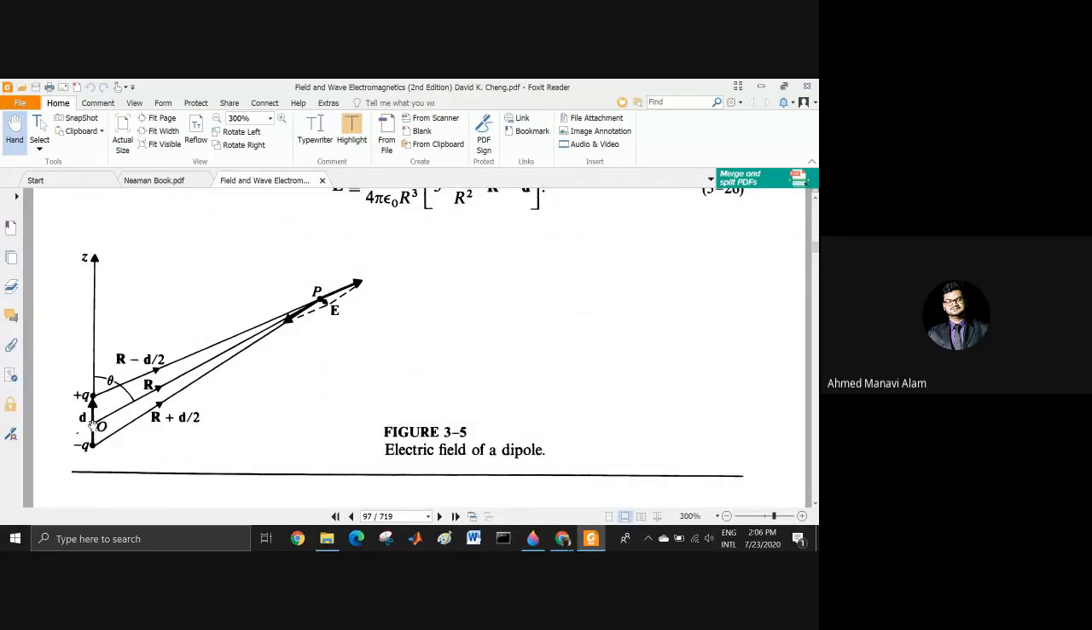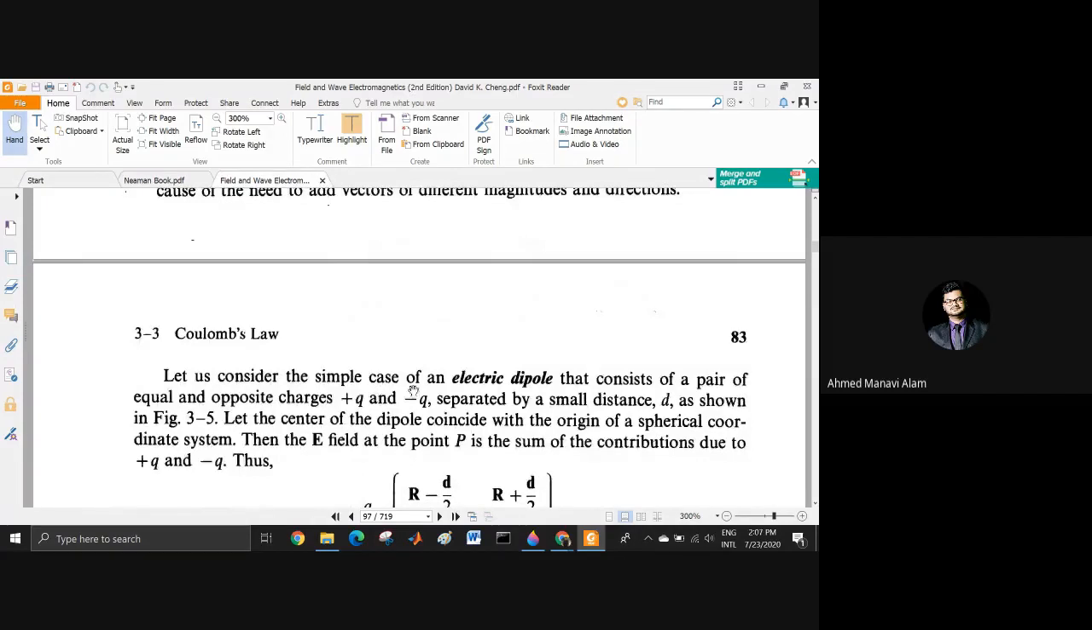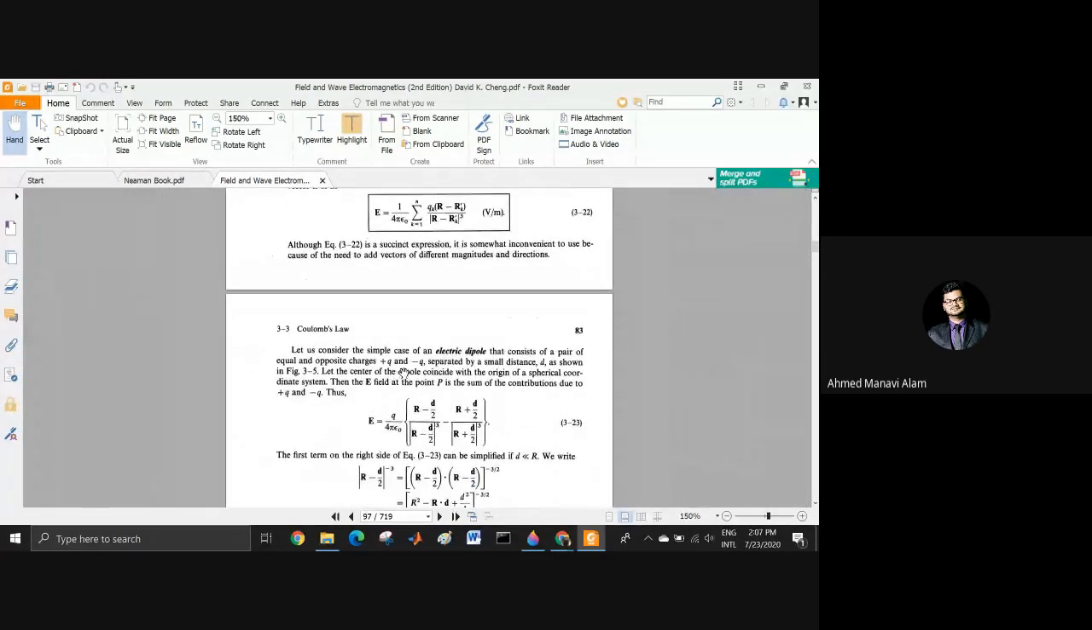The distance between plus q and minus q is d, and this d is located at the origin. I've taken it, এখানে আমরা এগুলো ধরে নিছি। Let us consider the simple case of an electric dipole that consists of a pair of equal and opposite charges plus q, minus q, separated by a small distance d as shown in figure 3.5.